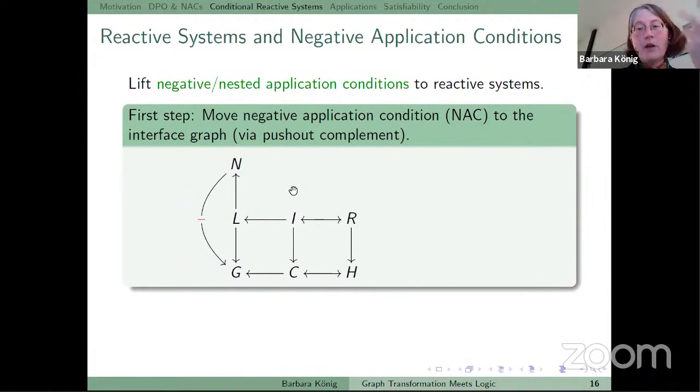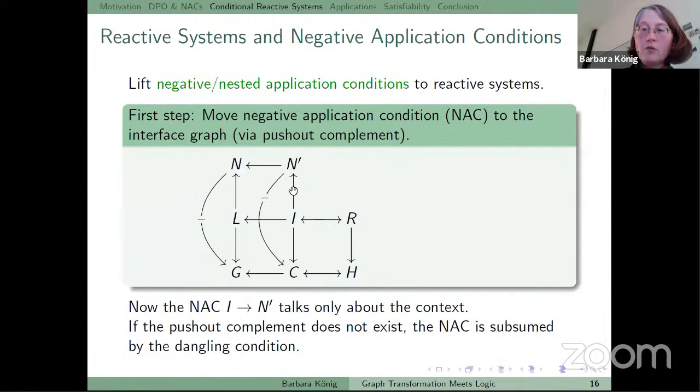Instead of interpreting the negative condition over the left-hand side, you can move it to the interface. How can you move it there? You take a push-out complement. So make sure that this upper square is a push-out. And then checking whether this morphism doesn't exist, the one from M to N to G, such that it commutes, is equivalent to showing that the morphism from N prime to C does not exist, so that this triangle here commutes.